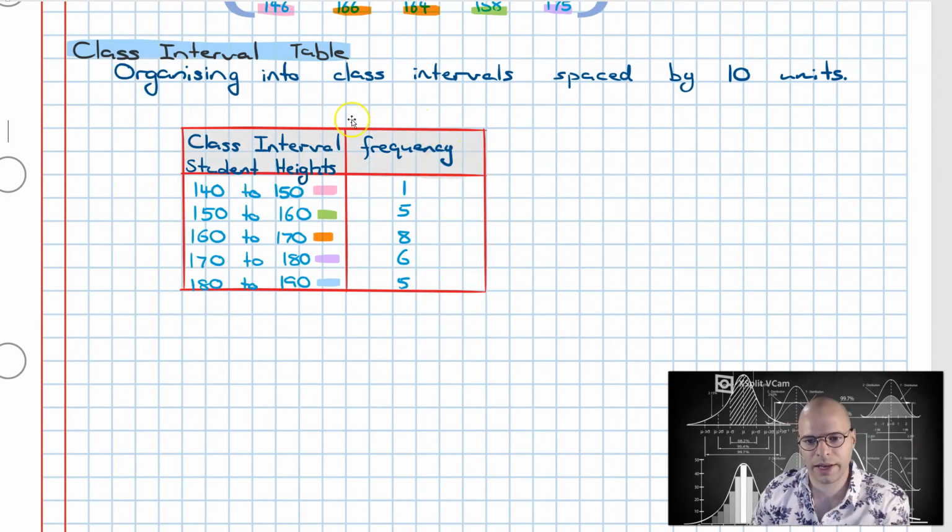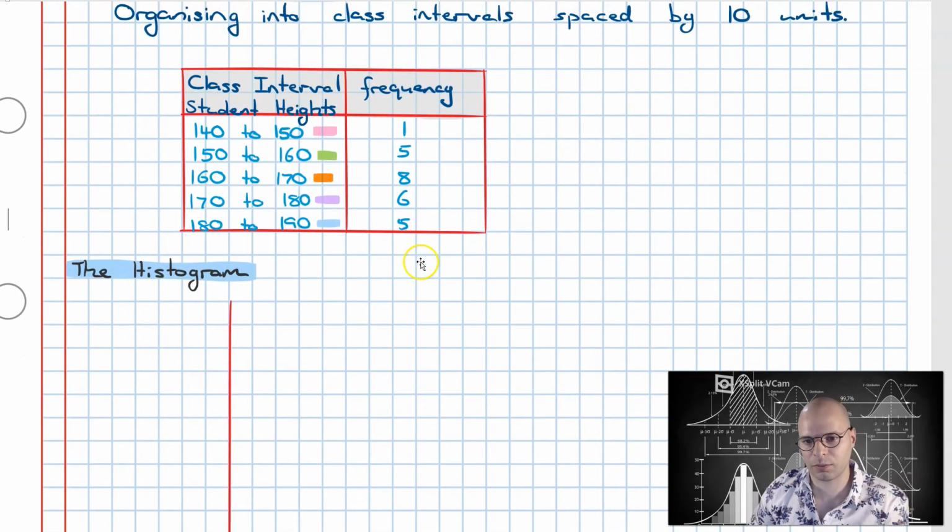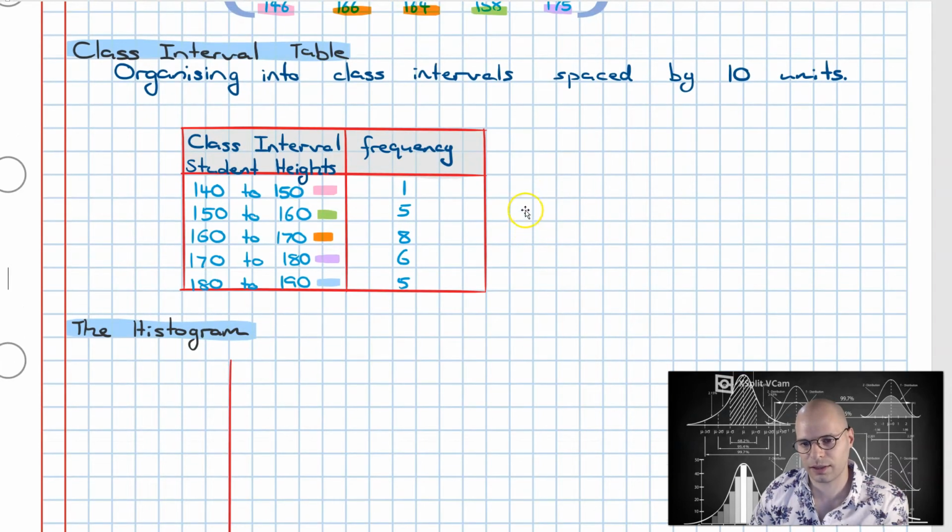And thus what we have over here is our class interval table. We're now able to use this table to construct a histogram. Now, the histogram is similar in nature to that of a column graph. However, there are some slight cosmetic differences.